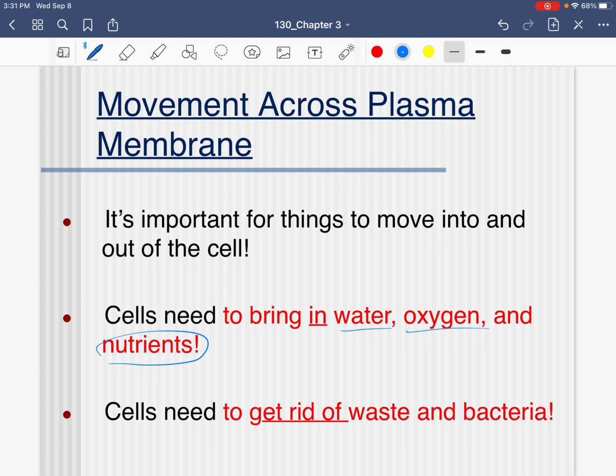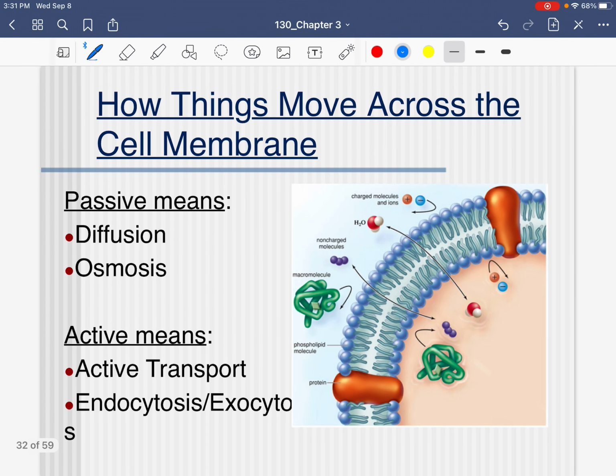But in order for the cell to keep working as a little factory, it needs supplies. How do we bring those supplies in? We've got to transport them through the plasma membrane. And then let's say that the lysosomes break down some bacteria. Well, how are we going to actually get rid of it? We've got to get it out of the cell. And there are other things too that we have to get out of the cell. Carbon dioxide is another waste product that we must be able to move through the plasma membrane out of the cell.